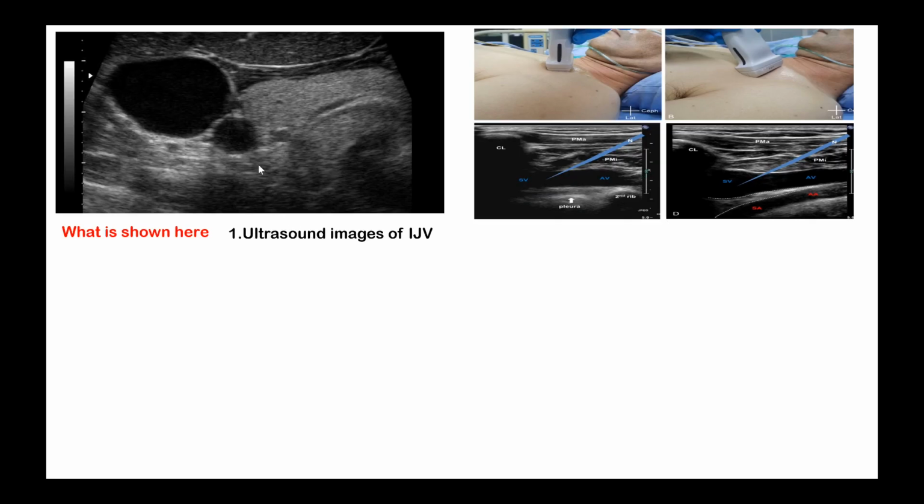So this is the ultrasound image of the IJV, with the carotid artery and the external jugular vein. This is the ultrasound imaging of the subclavian vein in transverse and longitudinal axis, with the needle arriving at the SV. Subclavian vein is written here.